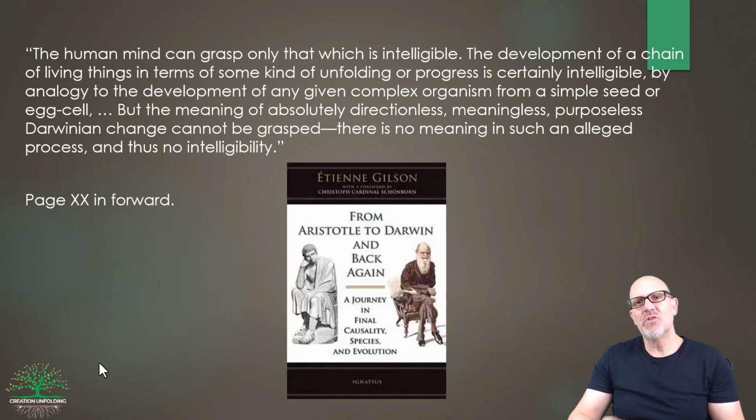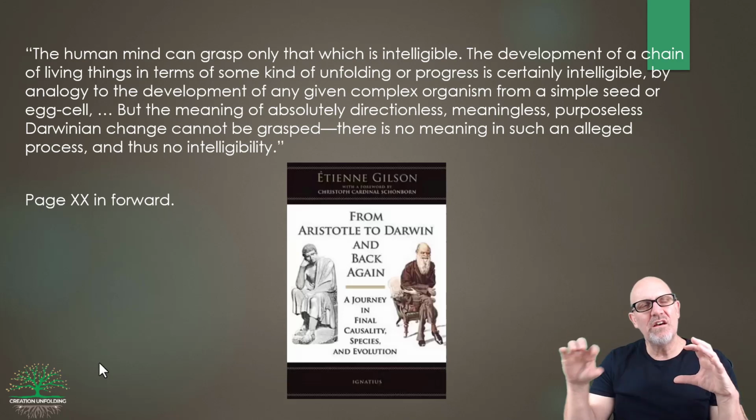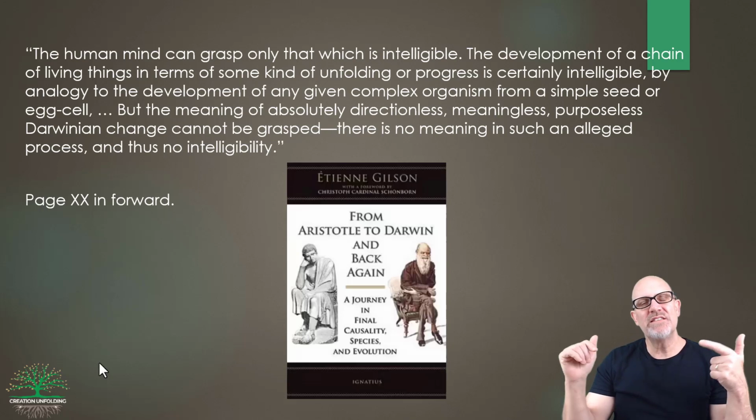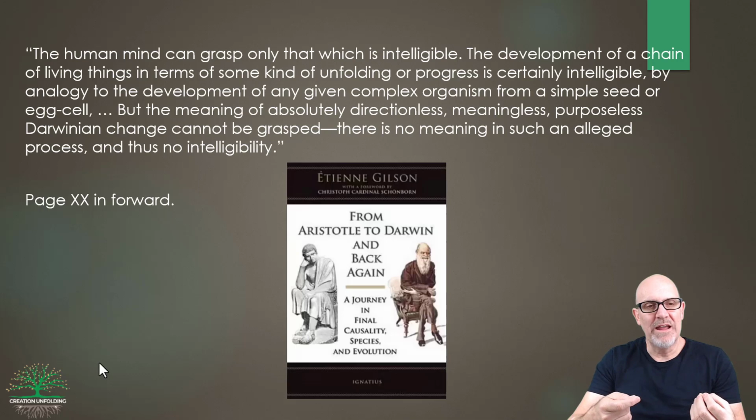So what he's saying is, look, the idea of an unfolding chain of design that has a teleological end, in other words, a very Aristotelian principle, right? It makes sense. It's intelligible. But the Darwinian concept of directionless, meaningless, purposeless change can't be grasped, and it's not intelligible. And I would say it's not only not intelligible, I would say that the evidence doesn't really point in that direction. Pardon the pun.